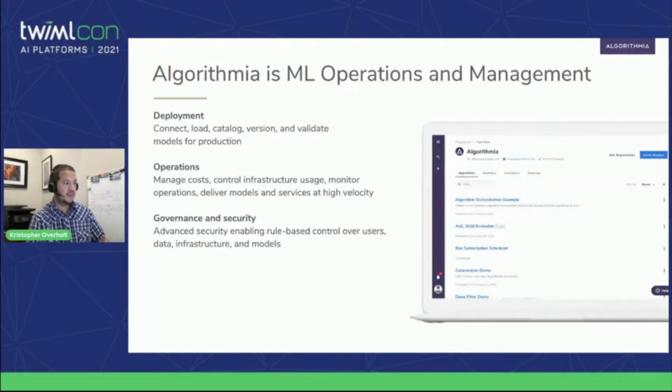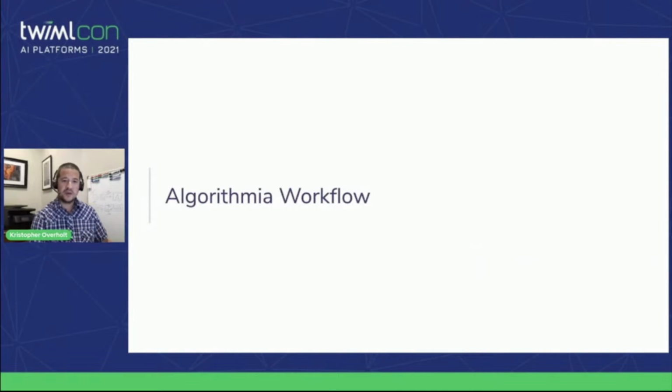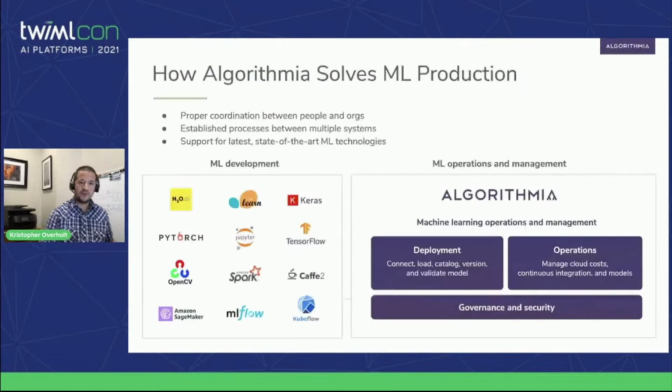So next up, let's talk a little bit about the workflow and kind of where Algorithmia fits in. Algorithmia solves the ML production problem by dividing the world up into two workflows along the ML lifecycle. On the left side, you see the machine learning development side. Algorithmia is purposely not opinionated about what language you're using, what framework you're using. So we support 7 different languages, and whichever framework you want to bring along, these are some of the popular ones that our users are using.